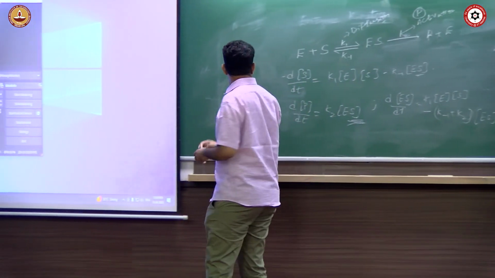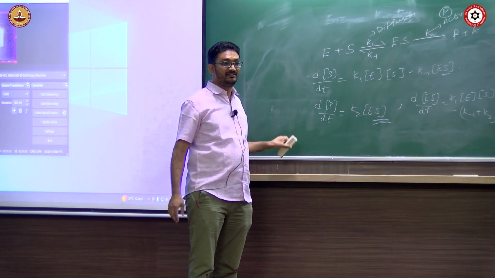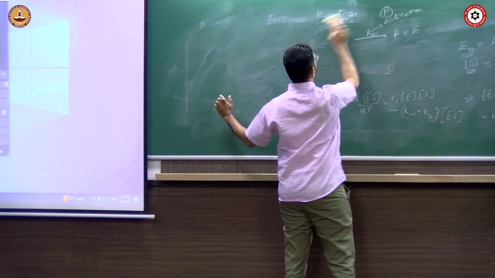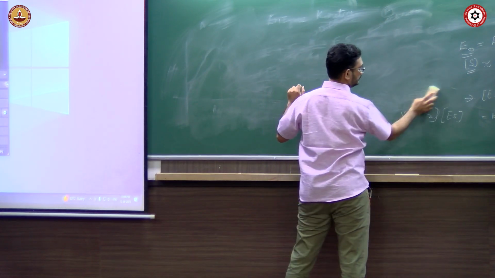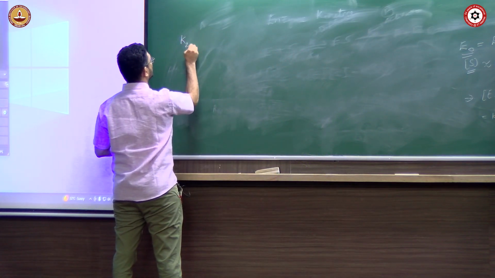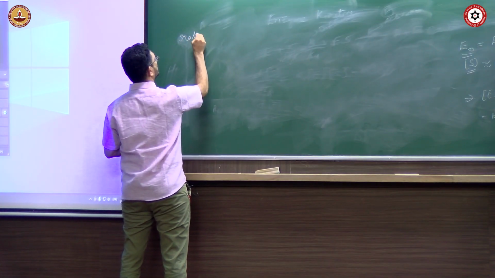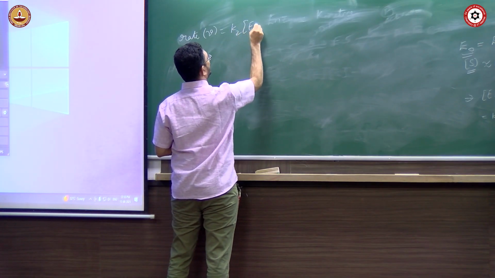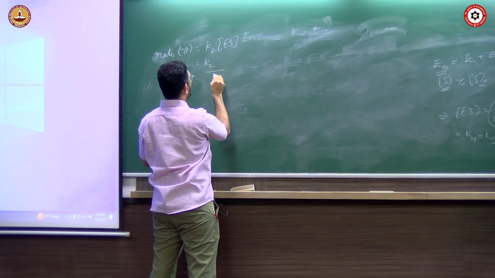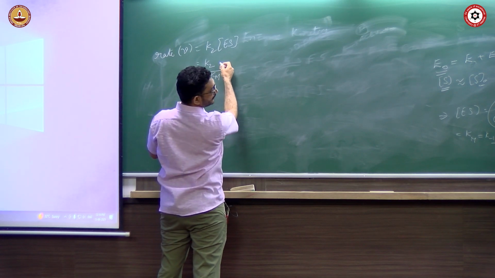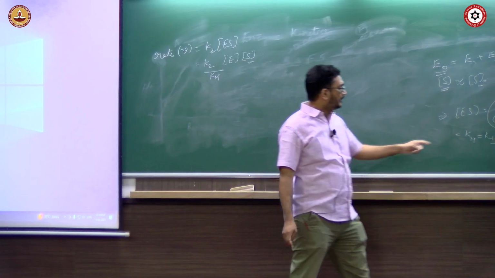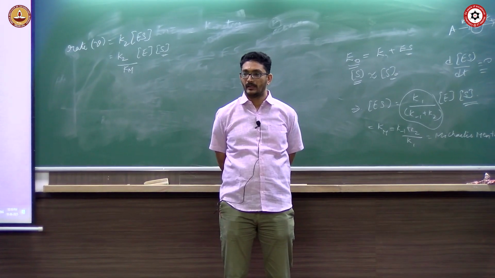What will be the units of the Michaelis-Menten constant? The rate of the reaction is k2 into ES. So if I put this in, it is k2 by Km into concentration of E into concentration of S, right? I will further derive it, but what are the units of the Michaelis-Menten constant? M. How do you know that?